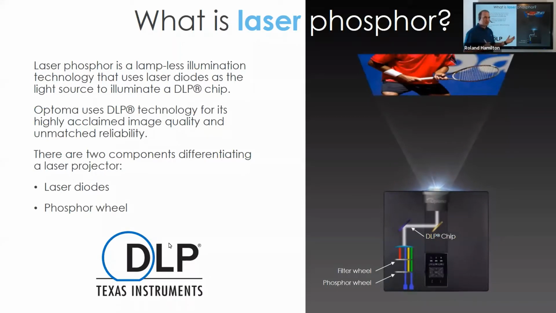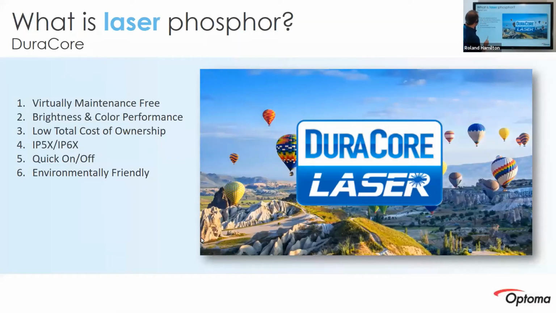As you probably already know, traditionally, most video projectors are lamp-based. It's a metal halide lamp, similar to the headlight in your car, perhaps is a good analogy. When we talk about laser phosphor, and we'll explain where the phosphor part of laser comes in the next couple slides. But for now, just be aware that we're talking about the light source of the projector. DuraCore is how we at Optoma brand our laser projection. All laser projection from Optoma is DuraCore.